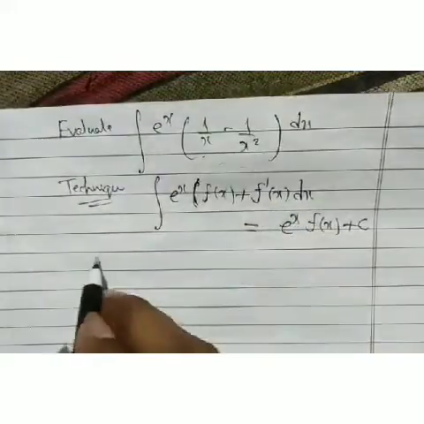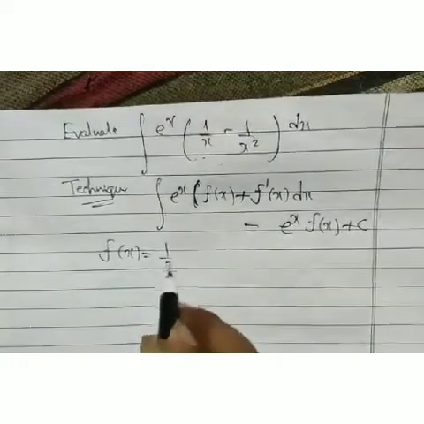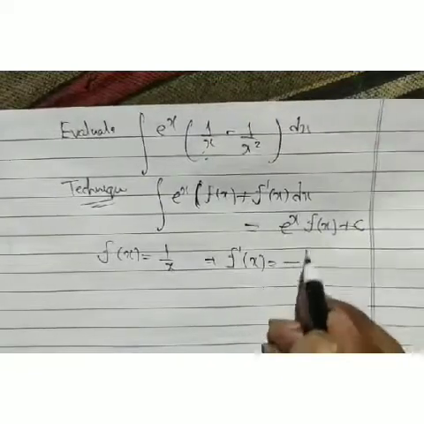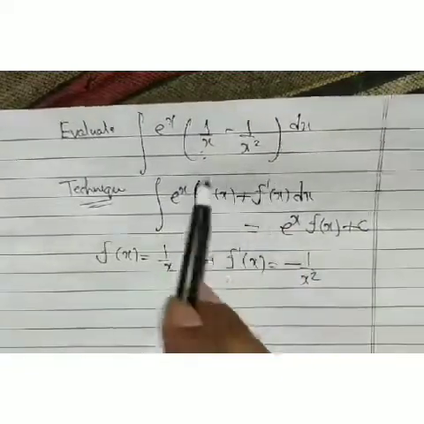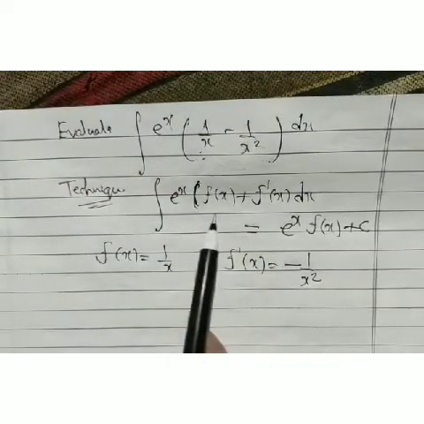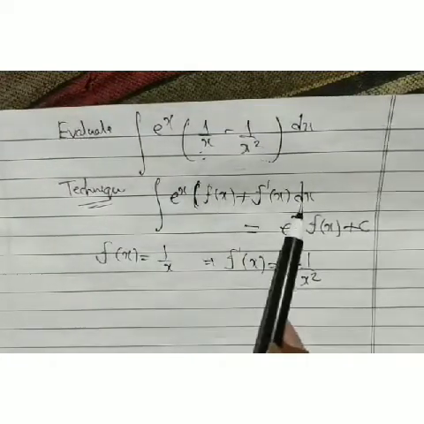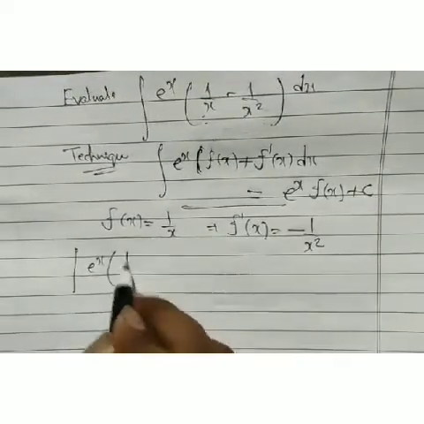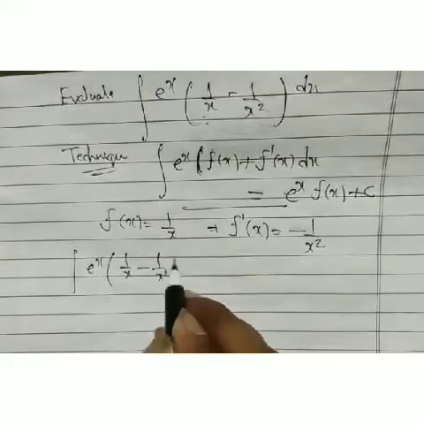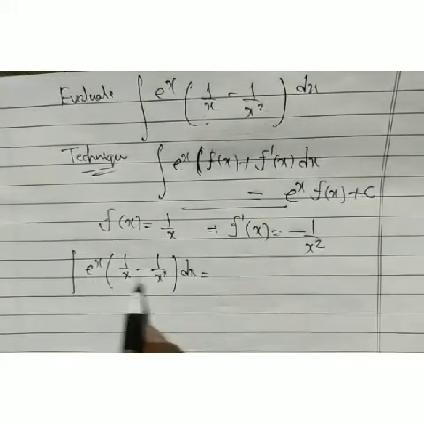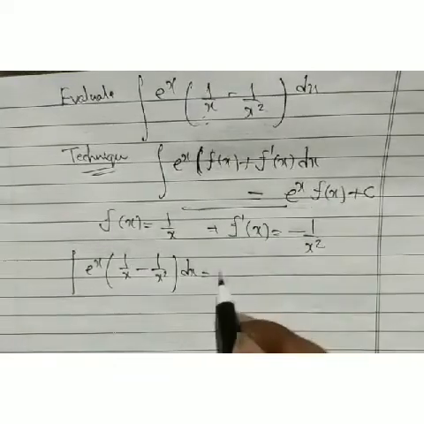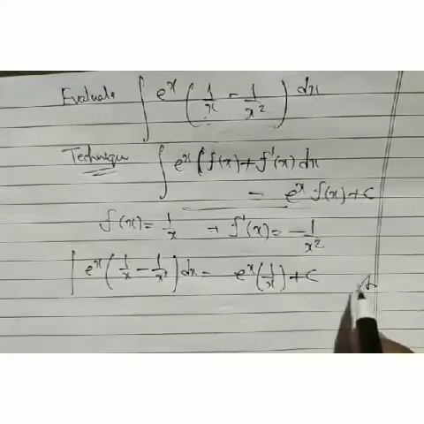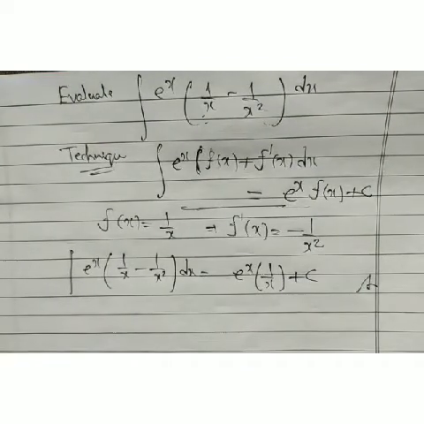Look, if we take f(x) equal to 1/x in the given problem, then our f'(x) is what? It is minus 1/x squared. So our problem is converted to the technique e to the power x times (f(x) plus f'(x)) dx. Then by using this concept, the integration of e to the power x times (1/x minus 1/x squared) dx has the value e to the power x times 1/x plus c. This is our required answer.